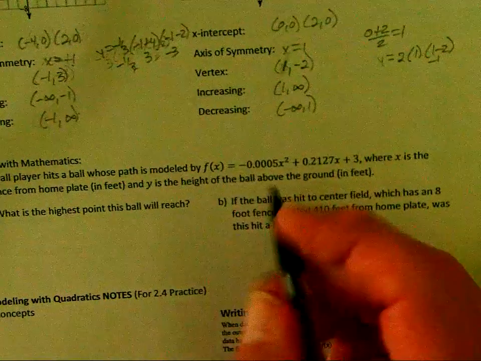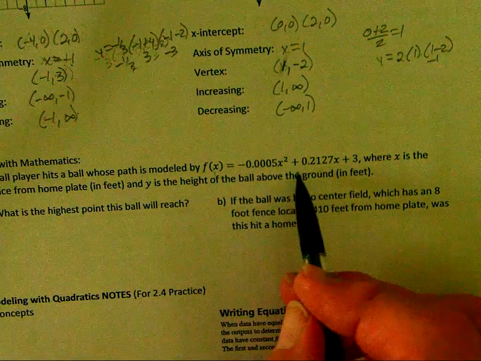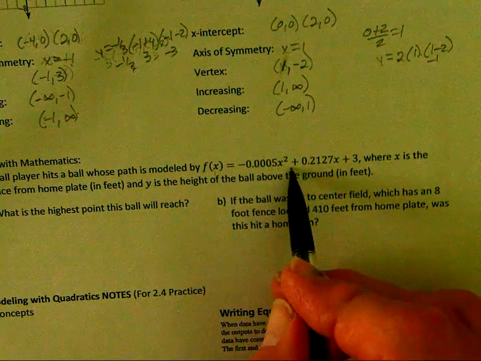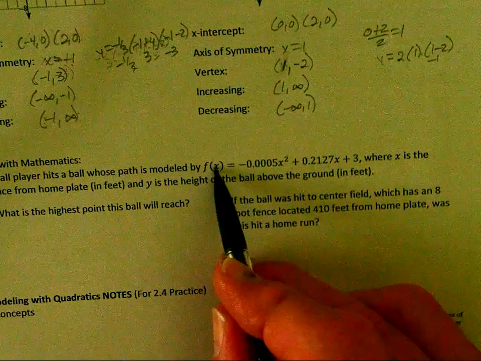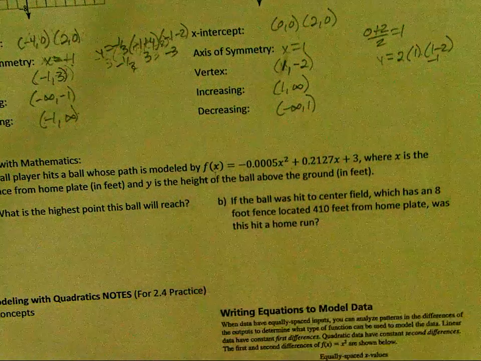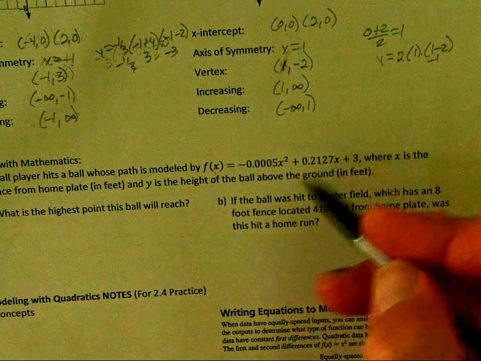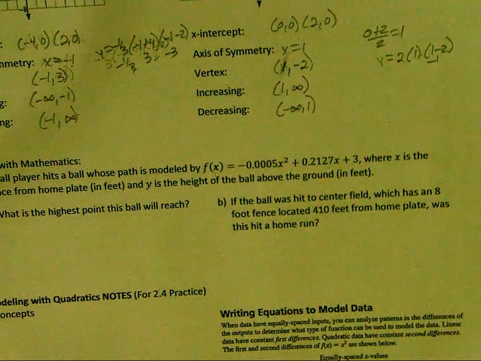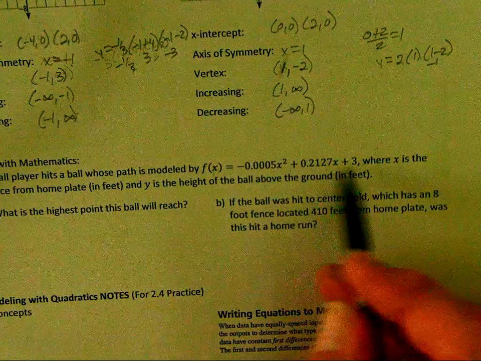Now here you're given the formula. So this formula tells you that whenever x, that's the horizontal distance, so however far it goes over, then f of x is the height of the ball at that time. So if you were tracking that ball, if it flew 100 feet, you would plug in 100, and that would tell you how high the ball is off of the ground at that point. So that's what's involved in this equation.